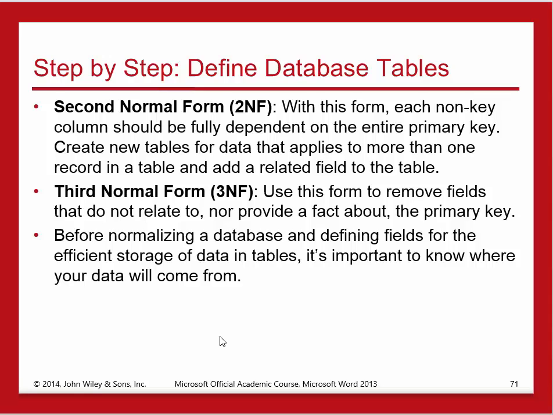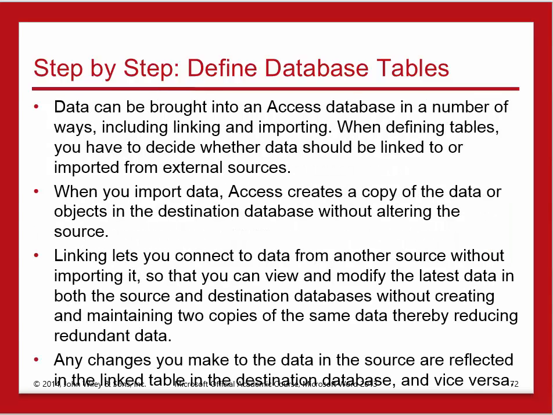Before you normalize a database and define fields for the efficient storage of your data, it's important to know where your data will come from. And data can be brought into Access in several different ways, including linking and importing. When you import data, Access is going to create a copy of the data or objects in the destination database, and the source of that data will not be altered.